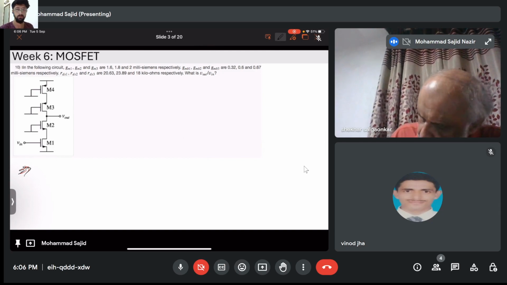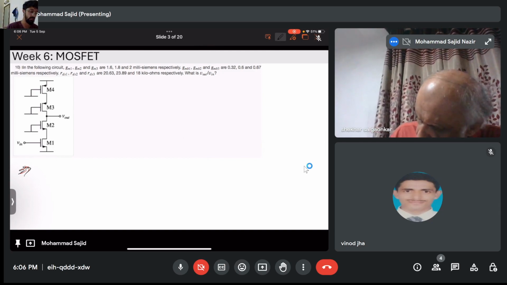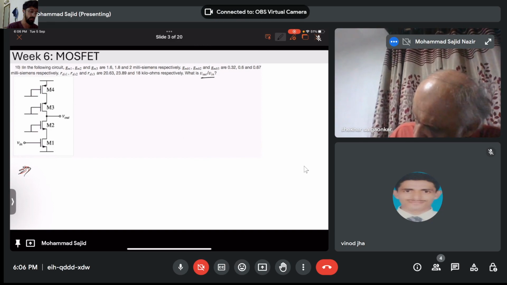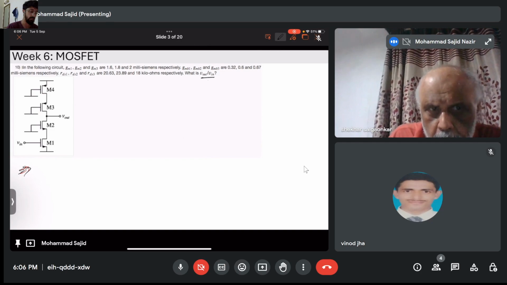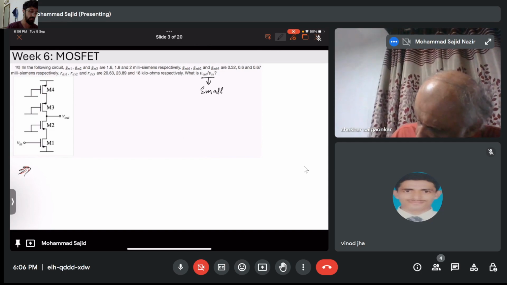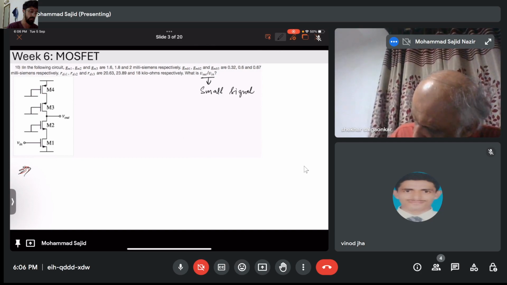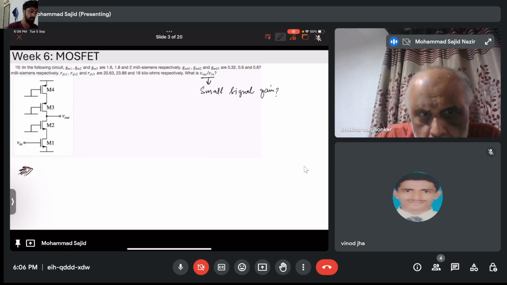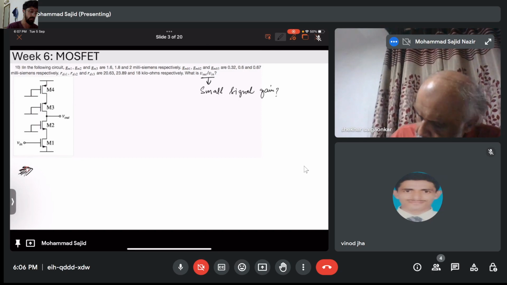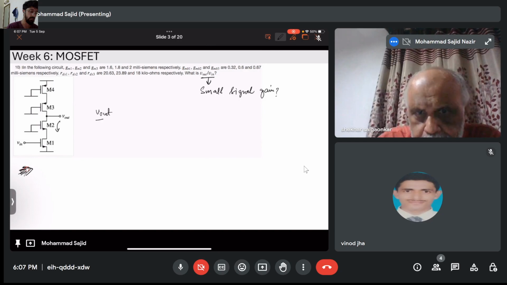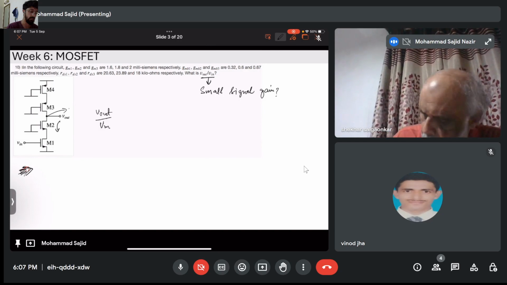Okay, so we need to solve this question. And what is our goal? Goal is to calculate Vout by Vin. That is the small signal gain. Okay, we need to calculate this. So there are multiple approaches. Let's first study how we can calculate the gain. One way is to calculate the output by Vin, and we have here an output node.